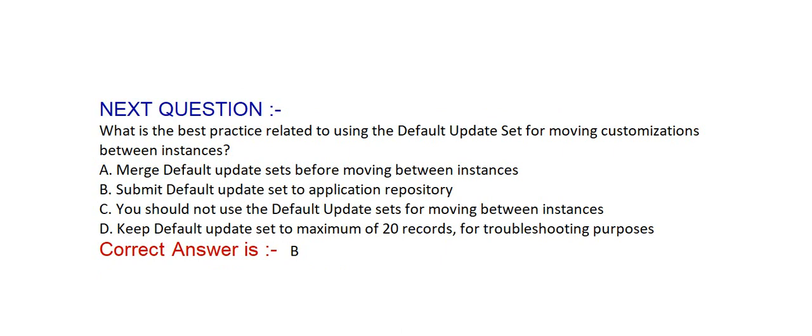Next question is what is the best practice related to using the default update set for moving customizations between instances? Option A, merge default update sets before moving between instances. Option B, submit default update set to application repository. Option C, you should not use the default update sets for moving between instances. Option D, keep default update set to maximum of 20 records for troubleshooting purposes. Correct answer is option B, submit default update set to application repository.